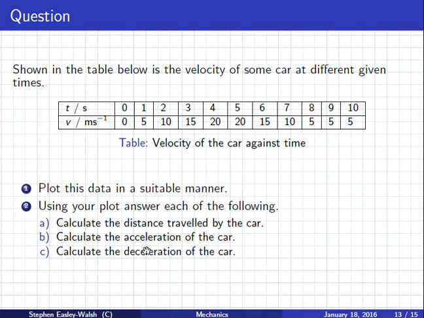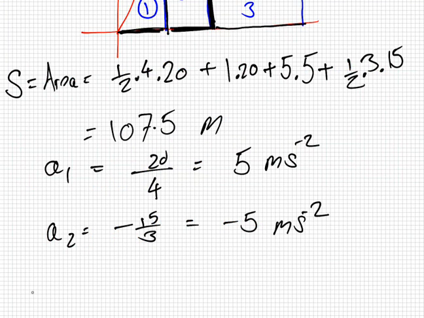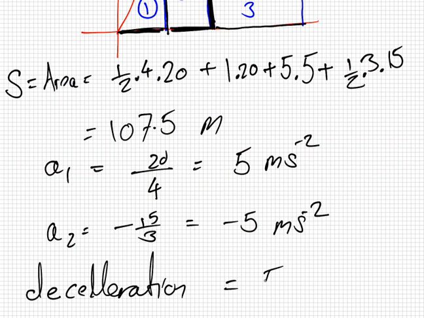Distance, speed, time. So if you want the distance, what is it? Speed multiply time. If you want the speed, it's distance divided by time. And if you want the time, it's distance divided by speed.